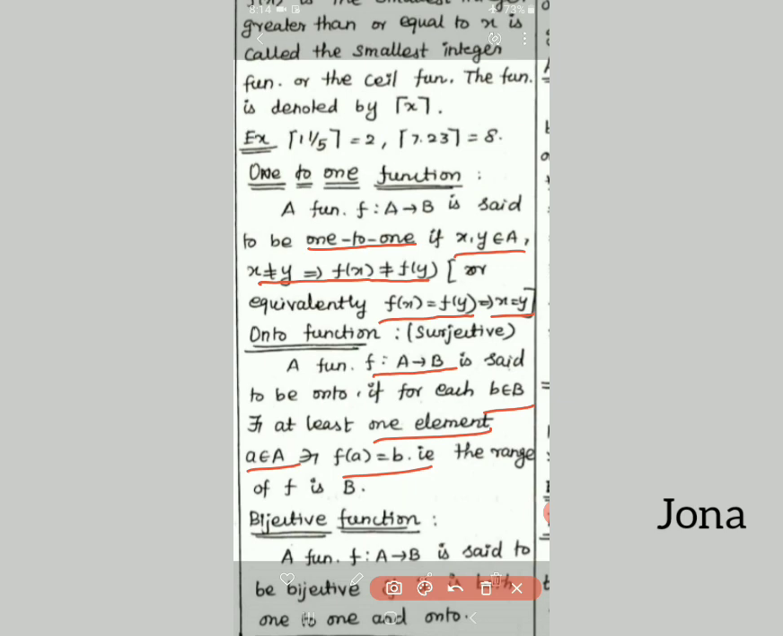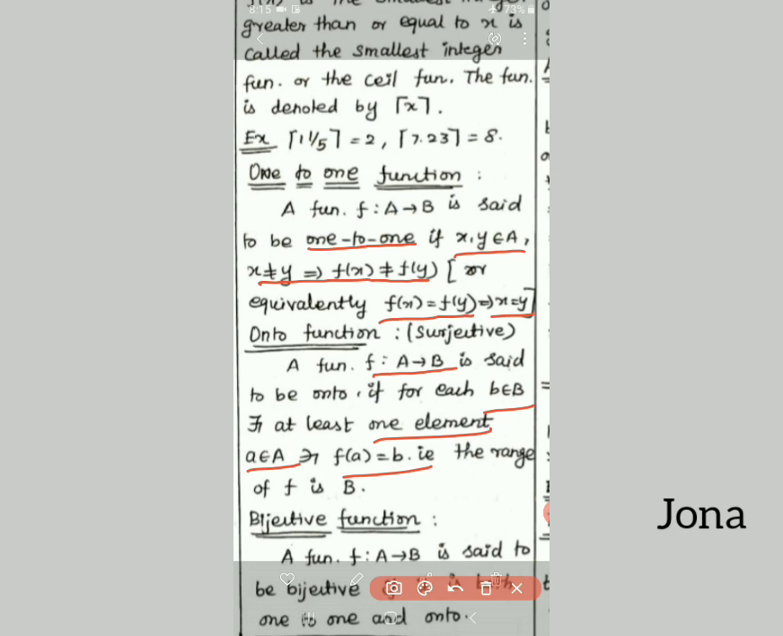In relations we have two sets, A and B, isn't it? In that relation, in set B, if no element is left without a pre-image, we can say that is an onto function.